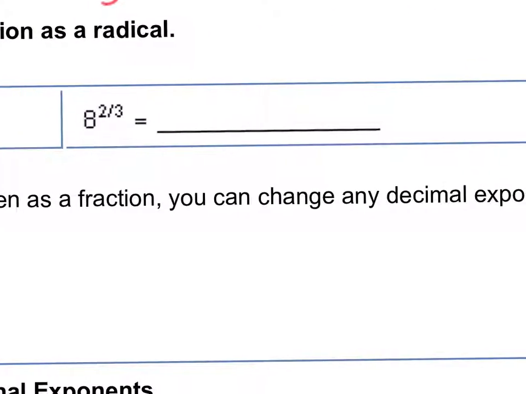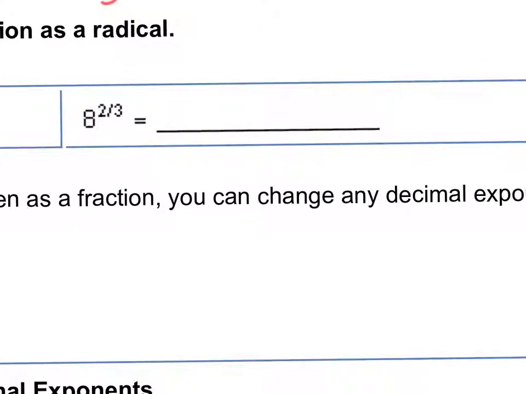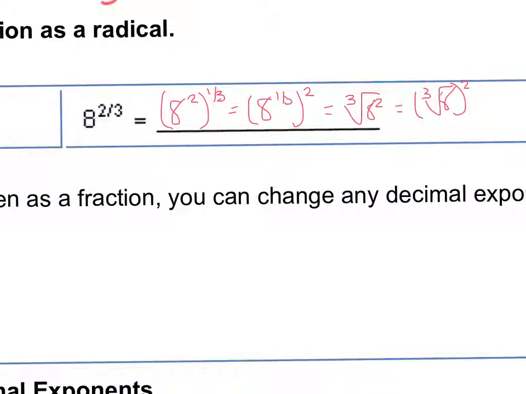So looking at the next one, 8 to the 2/3. So I could write that as 8 squared with an exponent of 1/3 on the outside. I could write that as 8 to the 1/3 with a squared on the outside. I could write that as the cube root of 8 squared. Or I could write that as, in parentheses, the cube root of 8, and then outside the parentheses, all of that squared. No matter what, I'm going to end up with 4 as my answer.